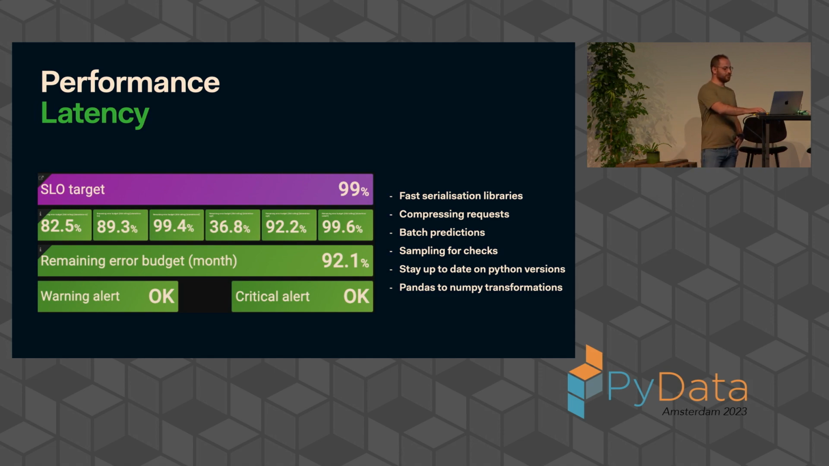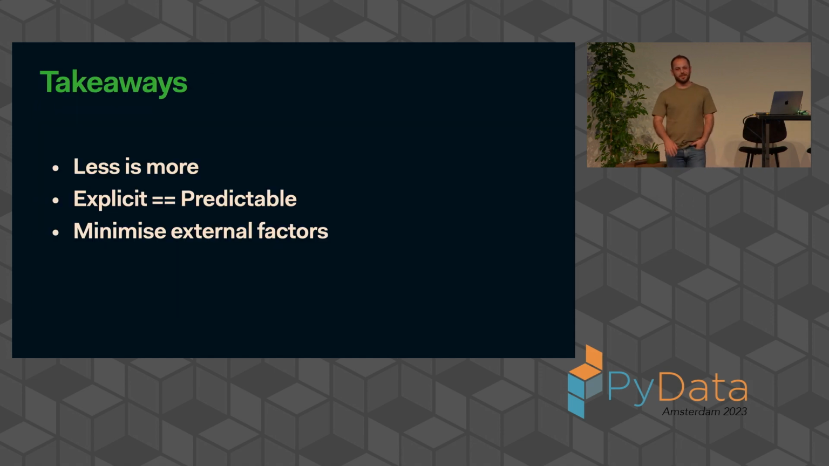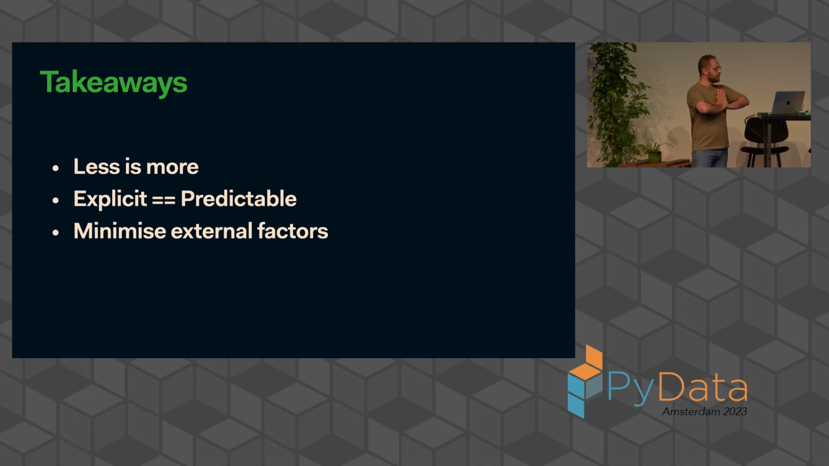So this was it for me. A few takeaways, and I try to keep them little. Less is more. The less you include in your models, or the less you try to do, the more you actually get in the end. Being explicit about what you actually package and what you actually put online results in predictable setups. And minimizing external factors means there's less that you have to worry about and less that can go wrong.